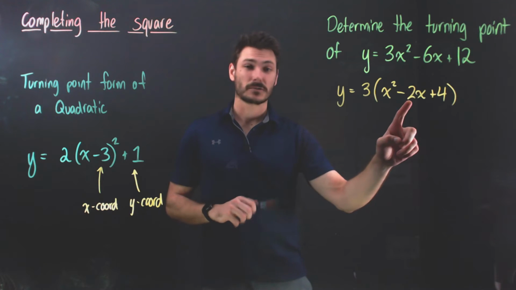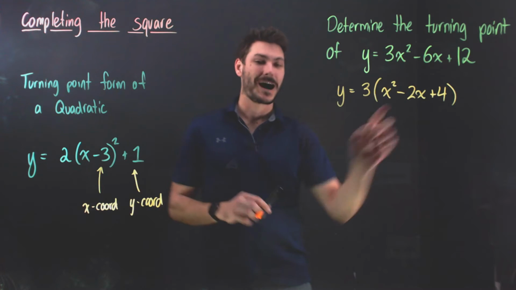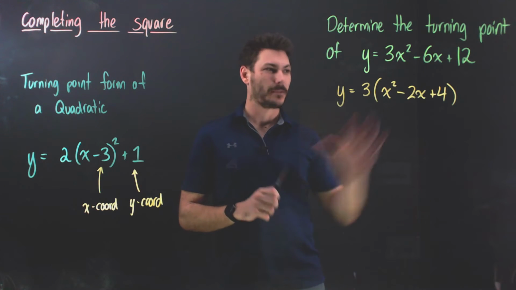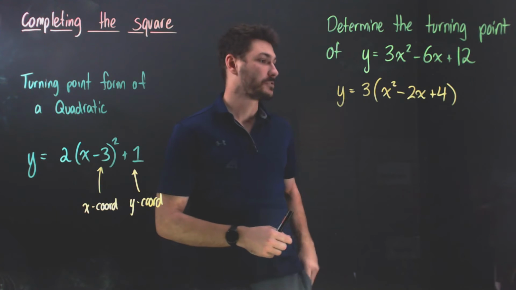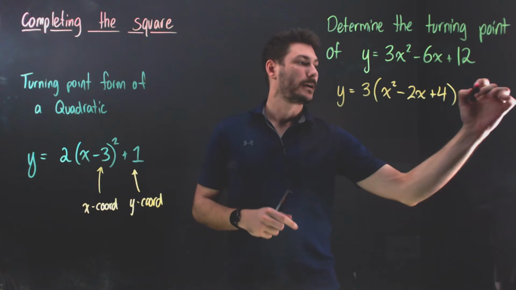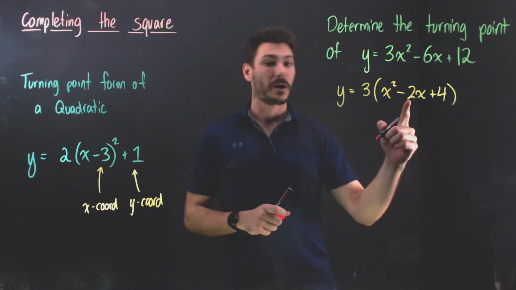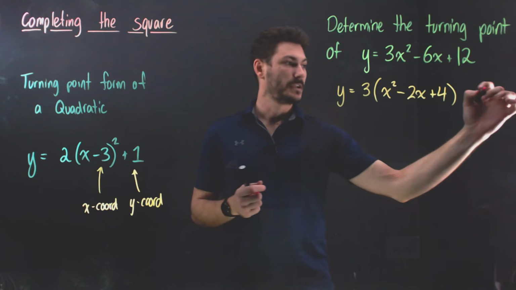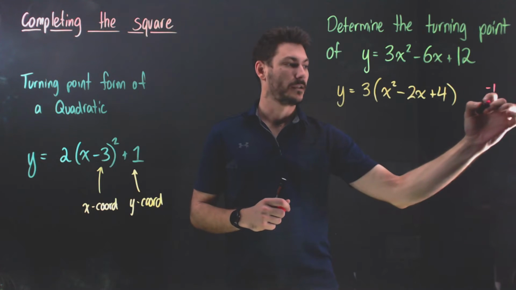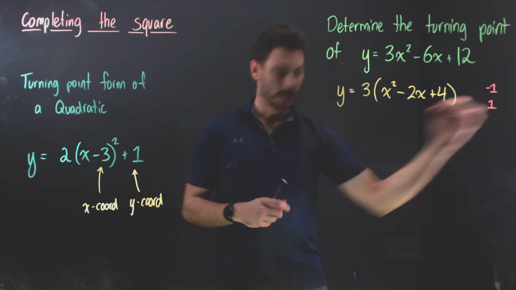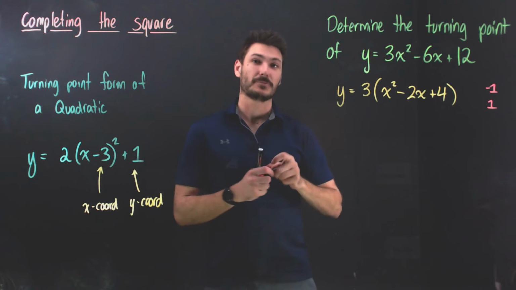I'm going to look at this middle term, the linear term. I'm going to halve the coefficient of x. And I'm just going to annotate off to the side, I might do it in a different color, maybe pink, that minus 2 divided by 2 is going to be minus 1. And I'm also going to square that number. So minus 1 squared is 1. So those are the two values that I'm just going to keep track of.